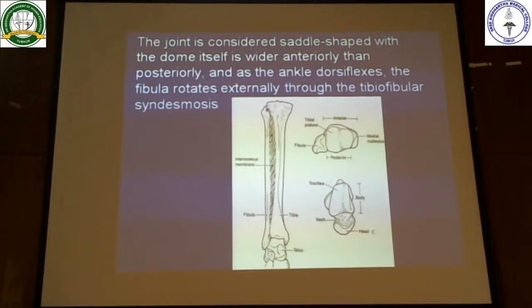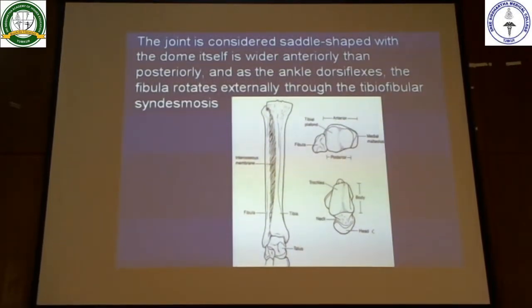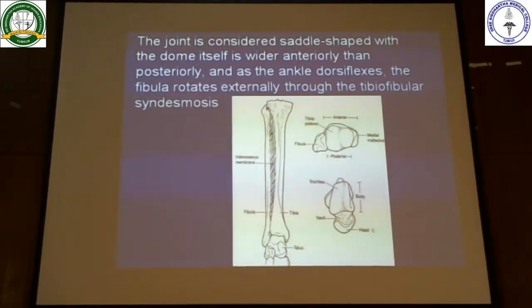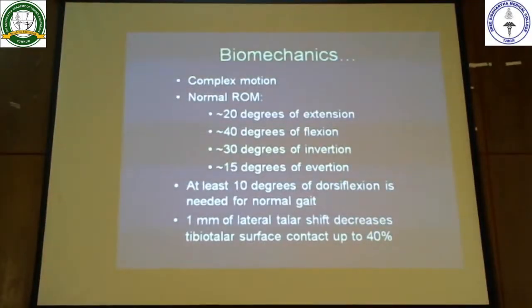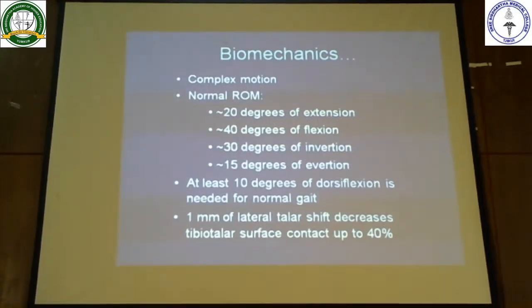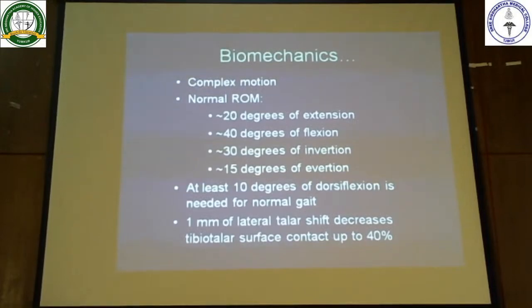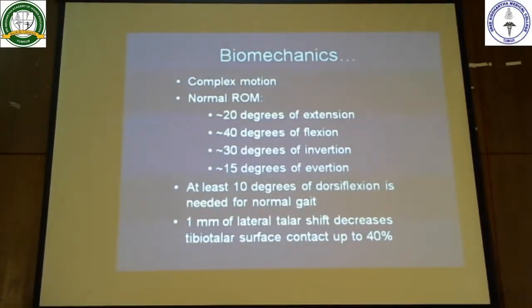So like I already mentioned, these are the important areas of the talus as well as the lower end of the tibia, which are important anatomical landmarks as far as the ankle joint is concerned. Very briefly about the biomechanics, it has a very complex motion. Just like a hip joint, quite a few complex movements take place around the ankle joint.